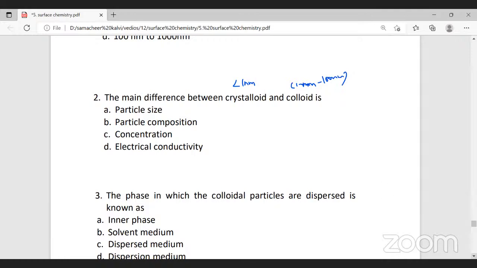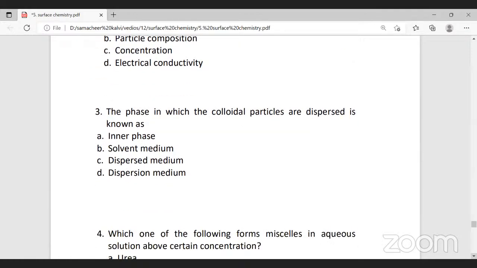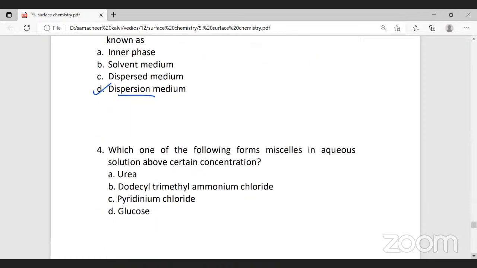The next question. The phase in which colloidal particles are dispersed is known as inner phase, solvent medium, dispersed medium, dispersion medium. So the answer: the phase in which the colloidal particles are dispersed is known as dispersion medium. It is not dispersed medium, it is called dispersion medium, more precisely. But we learned it as dispersed phase and dispersed medium. It's more precise to say dispersion medium.